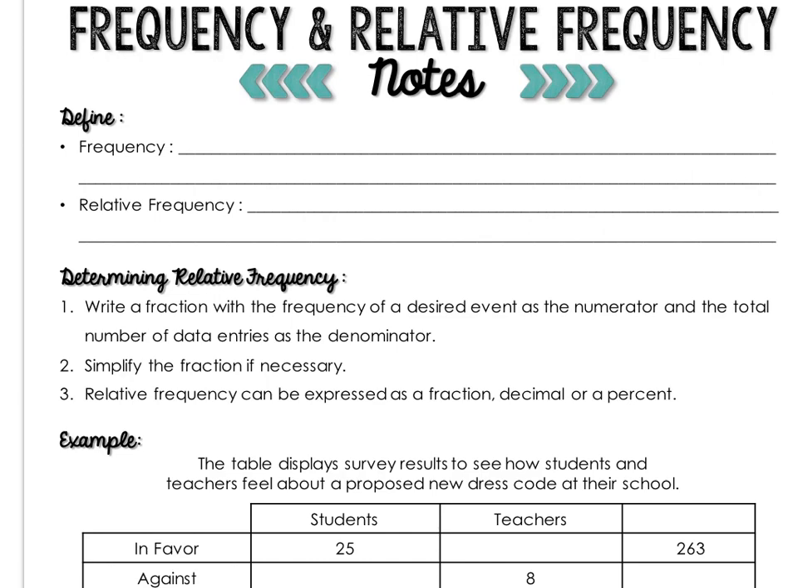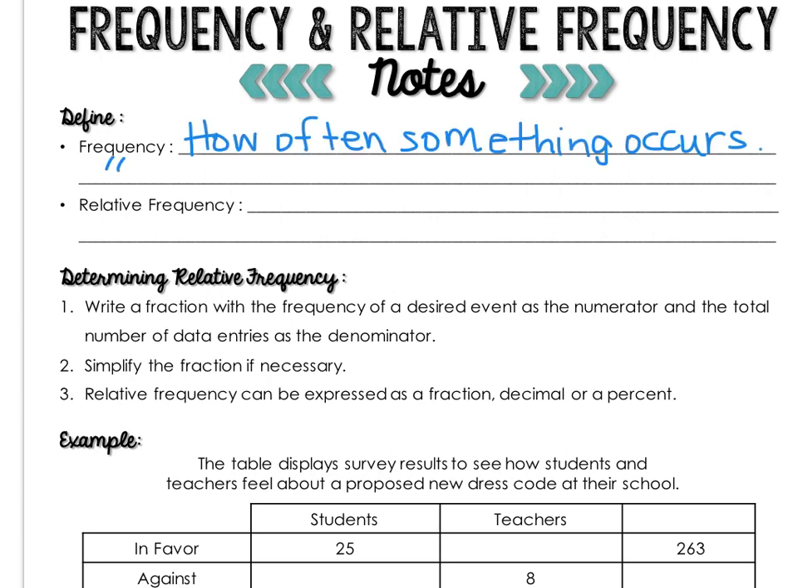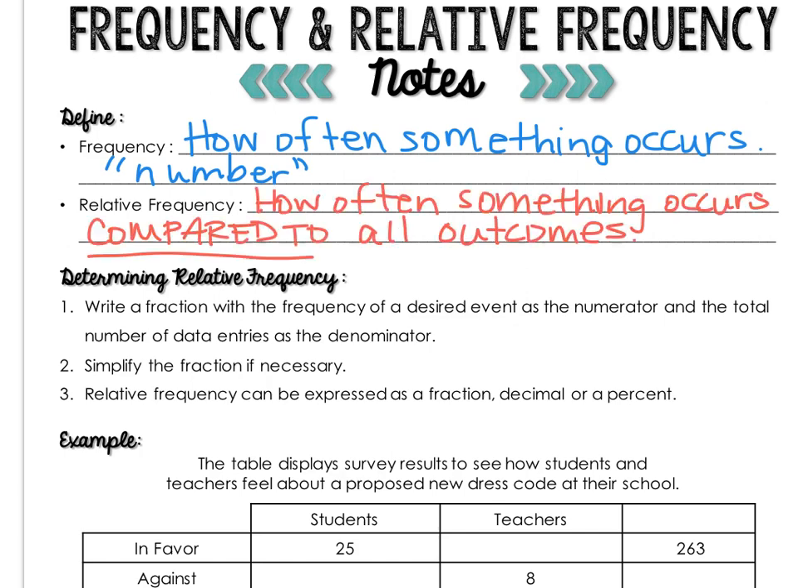To understand relative frequency, you first have to understand what frequency is. When we did the two-way tables, we said that the frequency was how often something occurs. Another word for frequency could just be number. So if it ever asks you to find the frequency of an event, just think the number of the event or how often that happens.